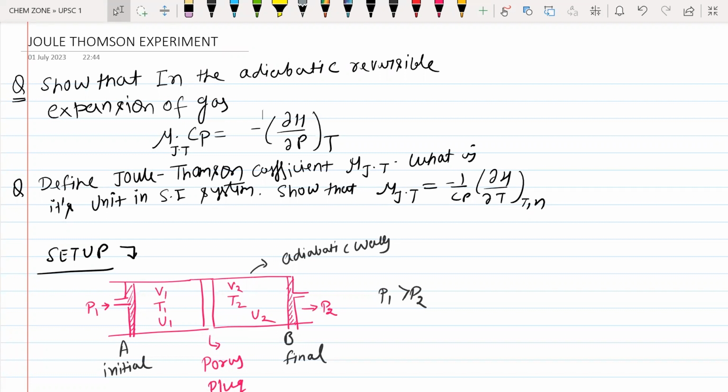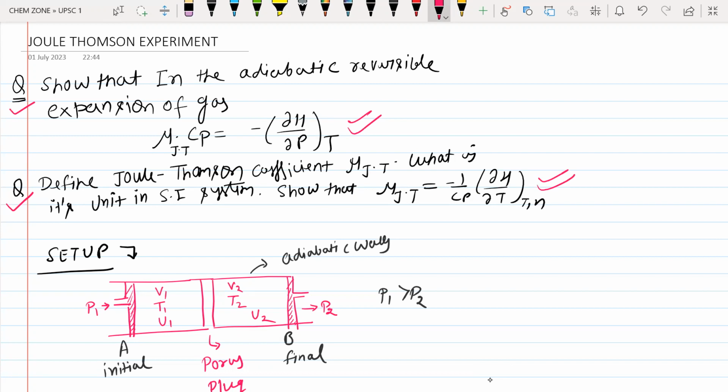Hello students. Today I'm going to explain a very useful topic from the unit thermodynamics, the Joule Thomson experiment. If we see the previous year questions, this type of question is asked repeatedly. What is the Joule Thomson coefficient?